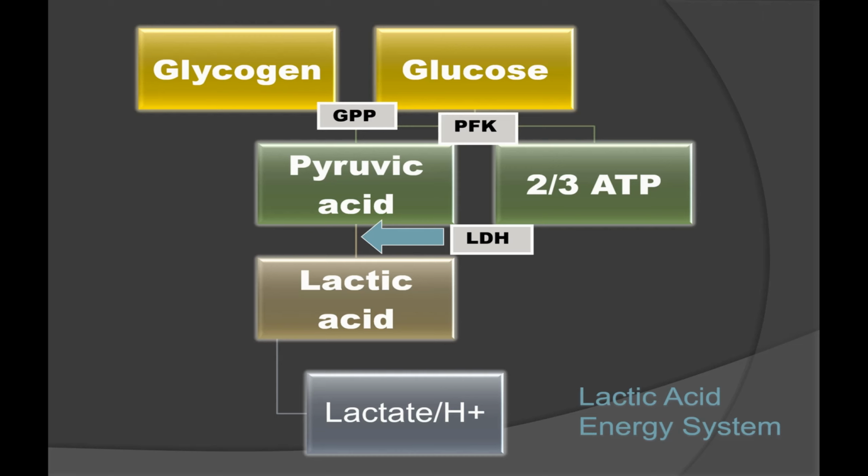However, the key takeaway points from this is that the fuel that we're using is glycogen or glucose. We are producing between 2 and 3 ATP, and we're doing this anaerobically without the presence of oxygen. The byproduct which is being produced is lactic acid, and of course that dissociates into lactate and hydrogen ions.